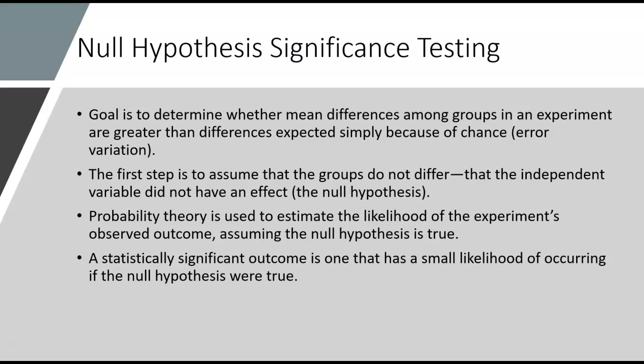So we go in as the scientist saying, there's nothing here. I may see that one group's mean is higher than the other group's mean, but my assumption, and I'm going to put it up against probability theory to decide whether the pattern I'm seeing right now should be declared statistically significant.